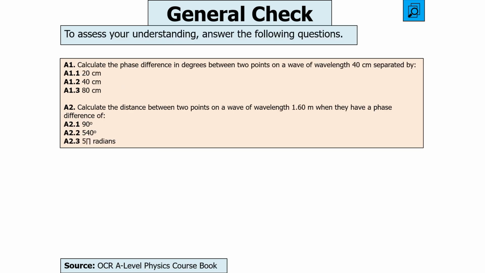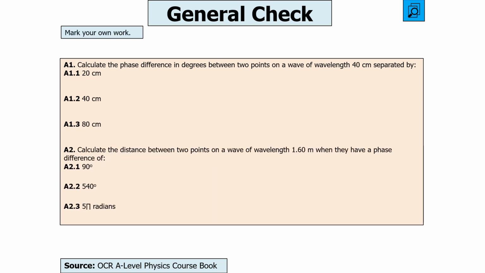The next question says, calculate the phase difference in degrees between 2 points on a wave of wavelength 40 centimeters separated by, firstly, 20 centimeters, then 40 centimeters, then 80 centimeters. Then calculate the distance between 2 points on a wave of wavelength 1.60 meters when they've got a phase difference of 90 degrees, 540 degrees, and 5 pi radians. So pause the video now, then unpause the video when you want to go through your answer.